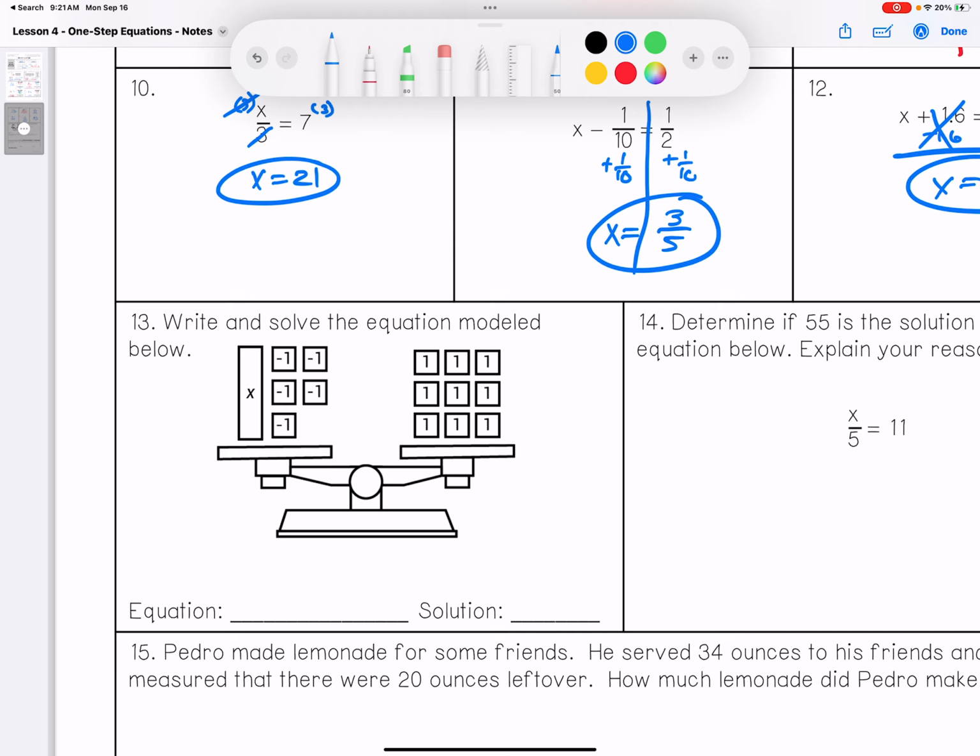All right, before we get started with 13, another question. What is the study of fossils called? Paleontology.